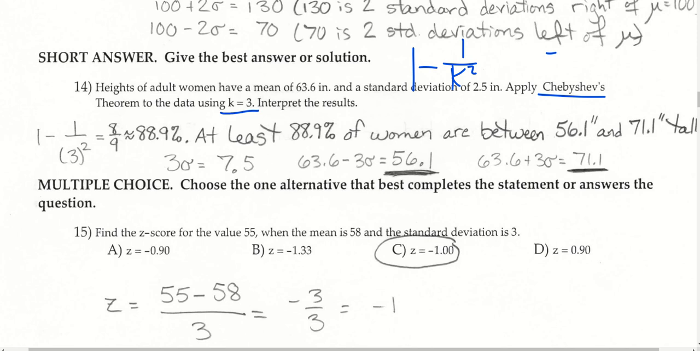So it's going to be 1 minus 1 over k squared, which in this case is 3 squared. If you punch that into a calculator, using order of operations, that would be the fraction 8/9, which as a decimal would be 0.8 repeating, or as a percentage, 88.9%. So we would claim that 88.9% of the values would fall within 3 standard deviations of the mean.